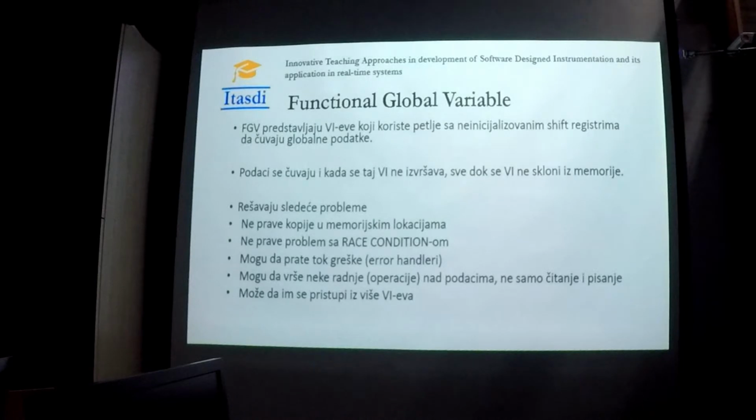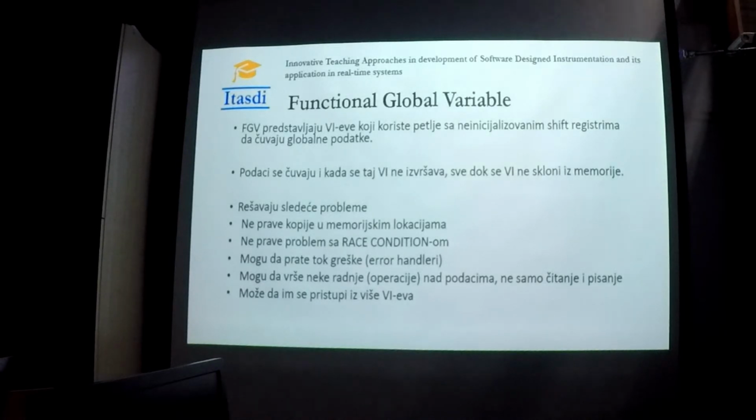So when the loop iterates, the product of the action within the loop will be saved in the uninitialized shift register and prepared for the next call of that VI. So the data is saved even when the VI is not executed, and it is always there until it is drawn back from the memory.